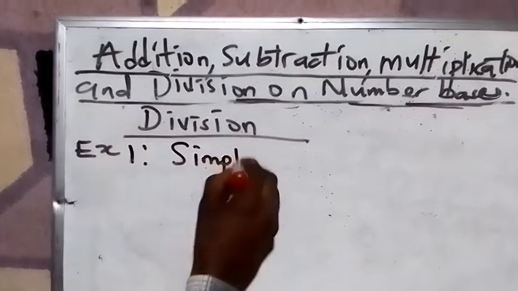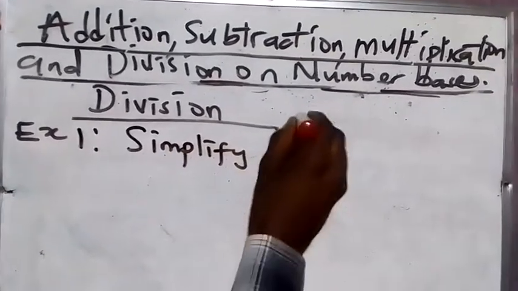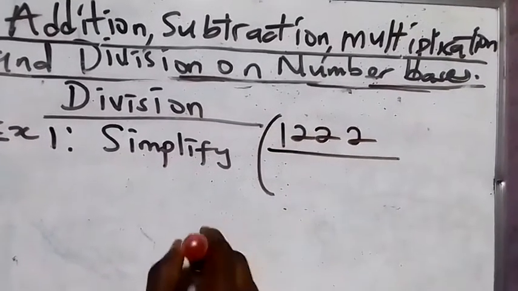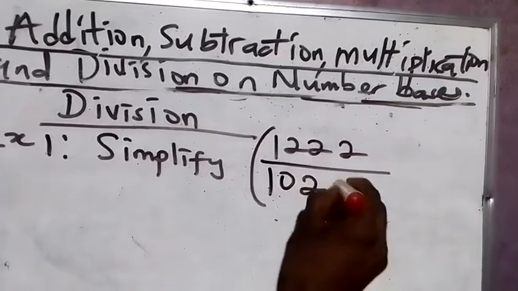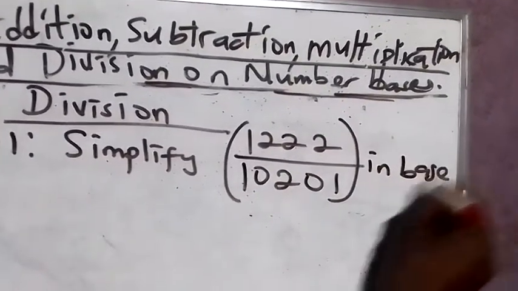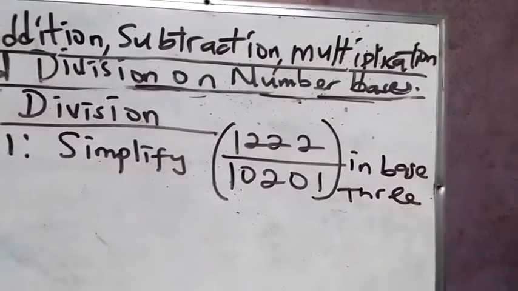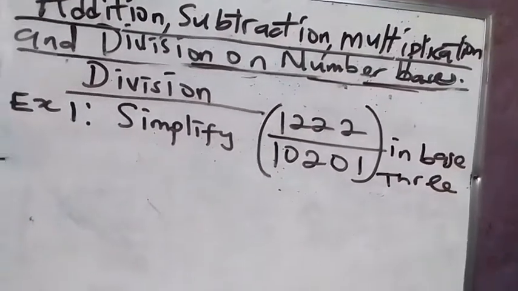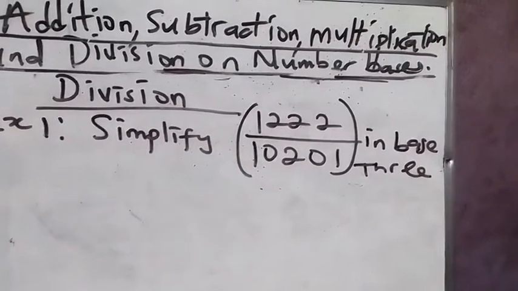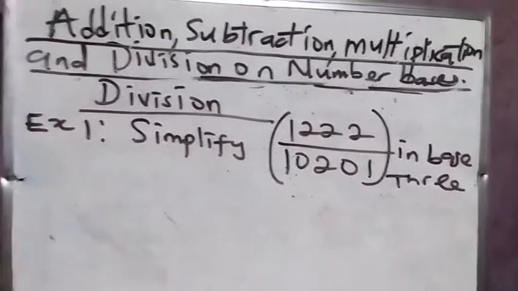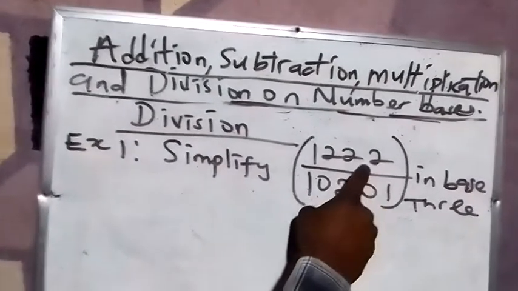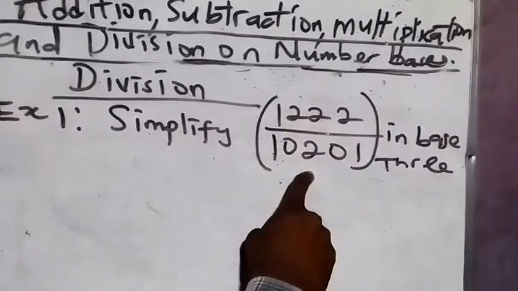Simplify 1222 over 10201 in base 3. Though there are many ways that people can do division, this is the simplest and cheapest way that anyone and everyone can get. Now, anytime you are doing divisions, in the simplest way I'm going to introduce, convert the numerator to base 10, and the denominator to base 10.